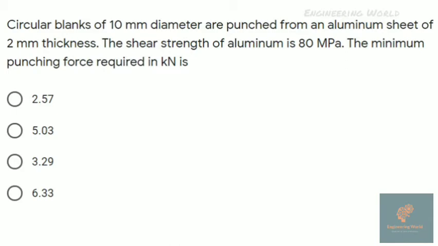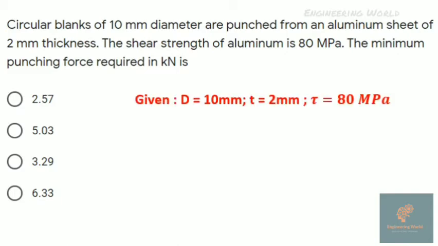So then the next question is, circular blanks of 10 mm diameter are punched from an aluminum sheet of 2 mm thickness. The shear strength of aluminum is 80 megapascal. The minimum punching force required in kilonewton is, here the sheared area is pi. Given values are diameter, thickness and shear stress. The sheared area is pi d t, and so force is equal to area into shear strength. So putting these values, we get shear force 5.03 kilonewton.